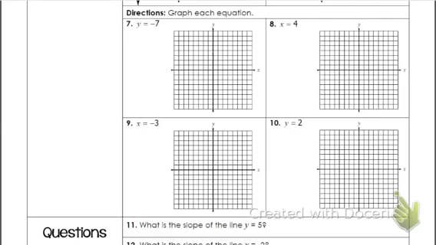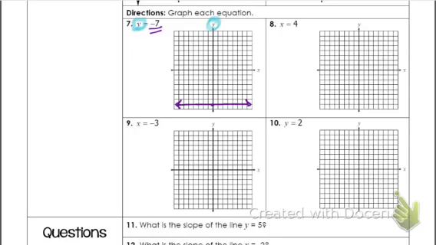So this one is y equals, so that means it's going to cross the y-axis. Where does it cross? It crosses at -7. So we're going to go down 7. 1, 2, 3, 4, 5, 6, 7. Now, do I draw a vertical line or a horizontal line? So remember, if it crosses the y-axis, that means it has a y-intercept, so it will be a horizontal line.